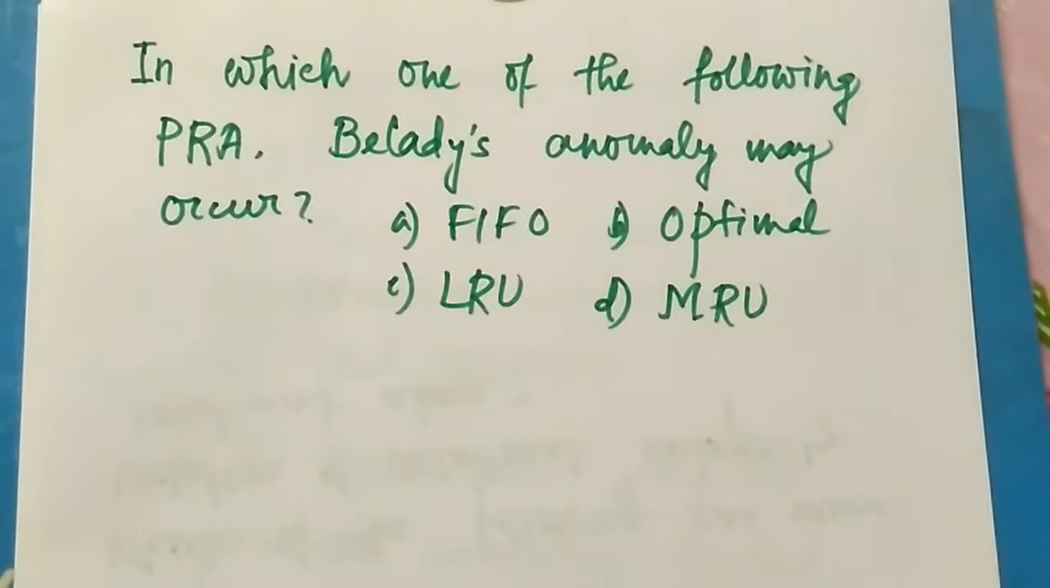So the algorithm which does not follow the working set algorithm will suffer from Belady's anomaly, and for this, option FIFO is the correct option. So the only algorithm which does not follow the working set algorithm is FIFO, and that's why FIFO suffers from Belady's anomaly. So FIFO is the correct option.